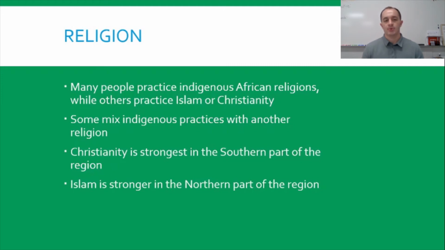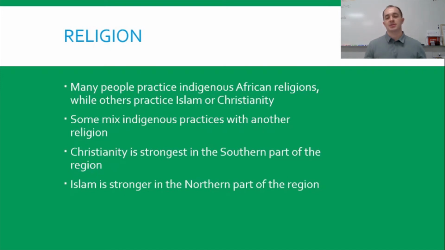Religion. Another thing that we see in this diverse group of people is religion. We talked about religion in section 1 some. We're going to talk about it again here. Many people practice indigenous African religions, while others practice Islam or Christianity. Some mix the indigenous practices with another religion, and in the same way that we see variances in the type of secondary language that they speak in certain regions, like English in the South and Arabic in the North, we see the same thing with religion.